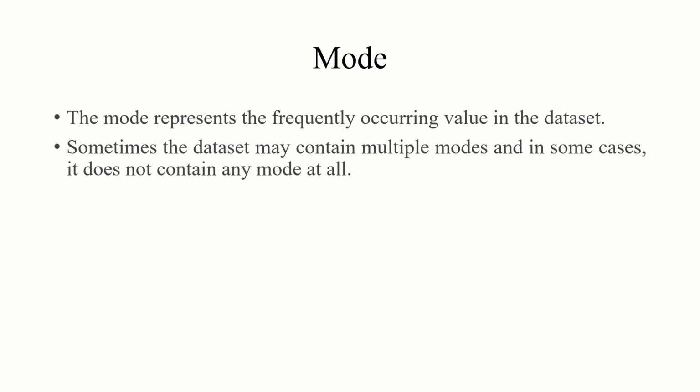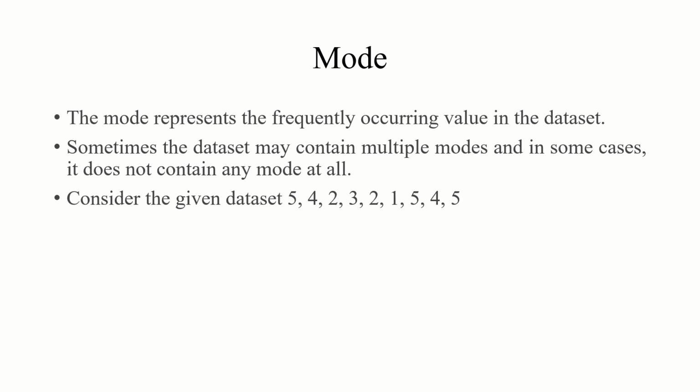Sometimes a dataset contains multiple modes and sometimes it contains no mode. Multiple modes means a number occurs multiple times, with identical numbers counted together. And no mode means that every number occurs only once, or that all counts are equal. So in this case there will be no mode.